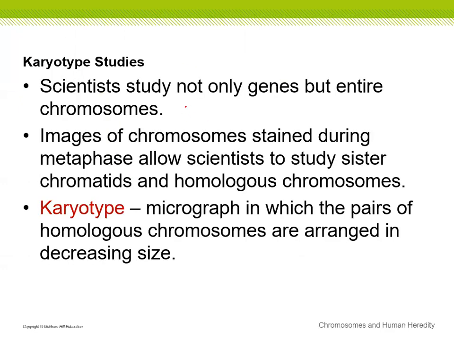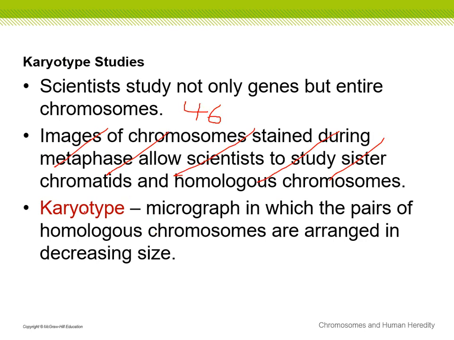Okay. So we do not just study genes, we study entire chromosomes. And if you recall, there are 46 of them. You don't need to know how they do it, but they stain it and they zoom in. They stain it so that it's easier to see against the backlight.